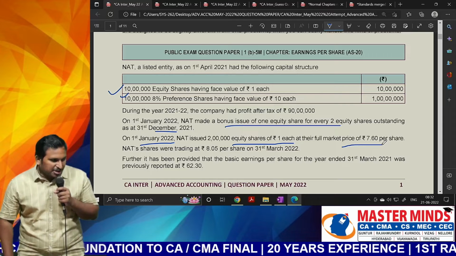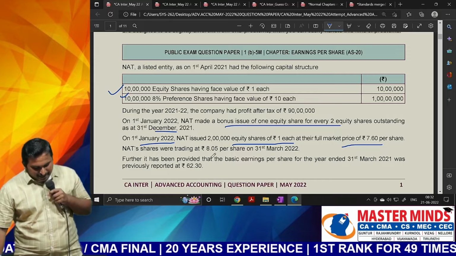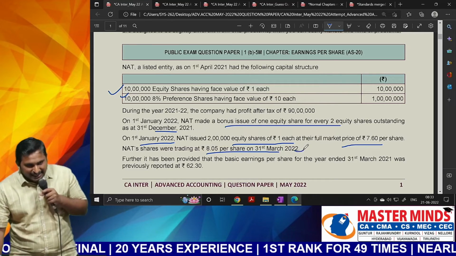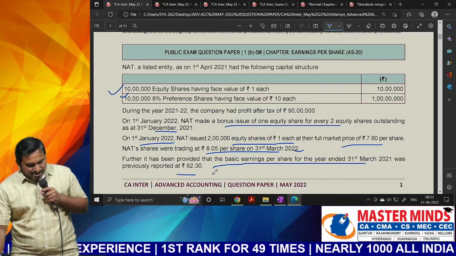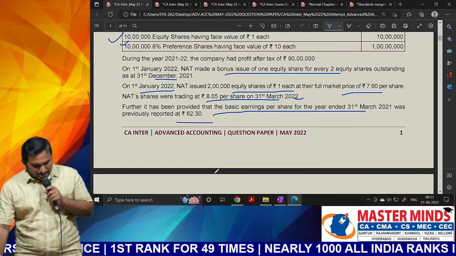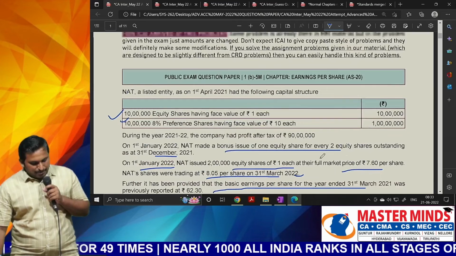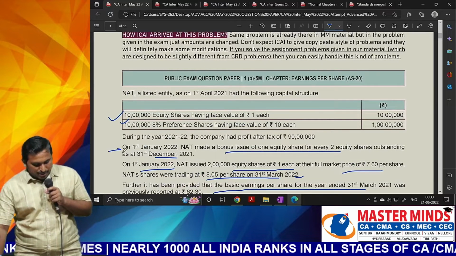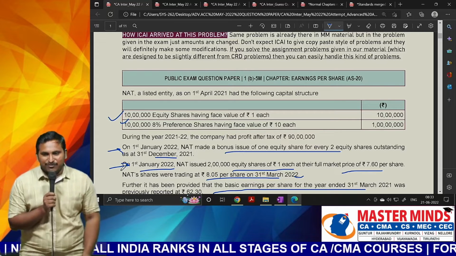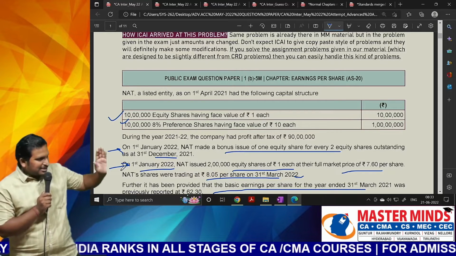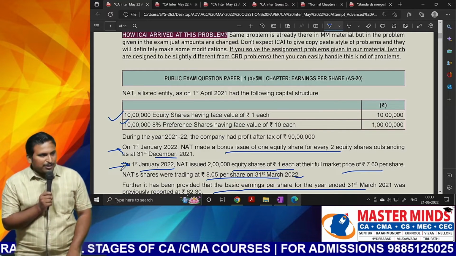Another issue was also done. Normal issue was done. Bonus issue was also done. And their shares were trading at 8.05 at the year end. Leave it, sir. Further, it has been provided that the basic earnings for the last year is 62.3. Last year basic earnings also they are giving. What are they asking, sir? Calculate the basic earnings to be reported in the current year. Tell me, 2 sets of shares were issued, sir. One is bonus shares, the other one is a fresh issue. Bonus shares will be considered from which period? What is the effective date? From the beginning of the previous reporting period. So we assume that these bonus shares were there right from the beginning of the last year.